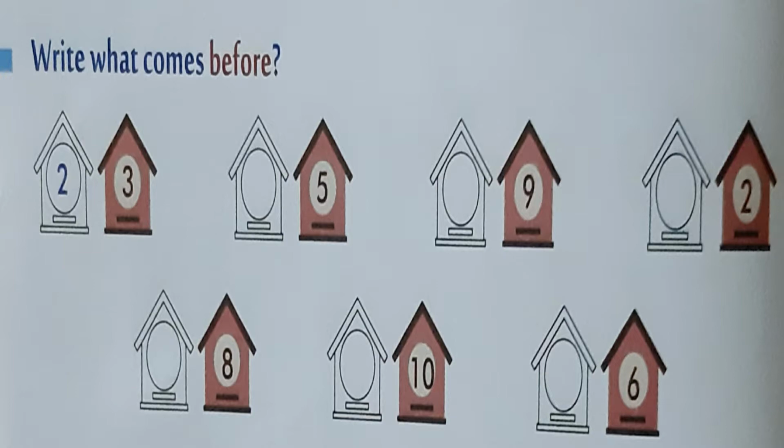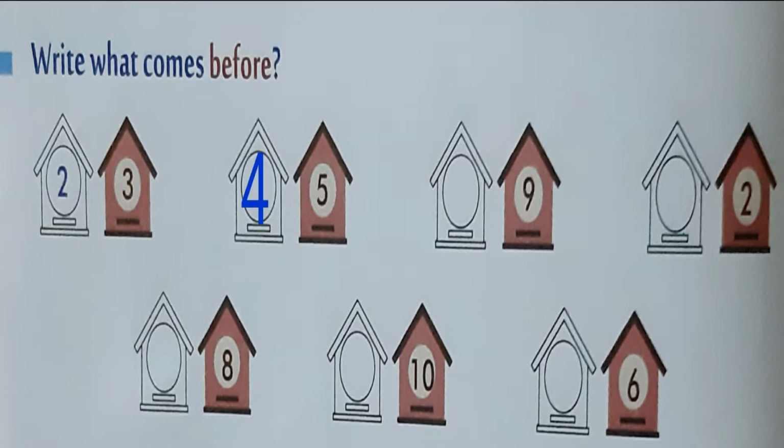Here they have given the numbers. We have to write the before number of that given numbers. See the first one. What is the number they have given? 3. 3 before number is 2. And see the next one. What is the number? Yes, 5. The given number here is 5. What is the before number of 5? Yes, 4.